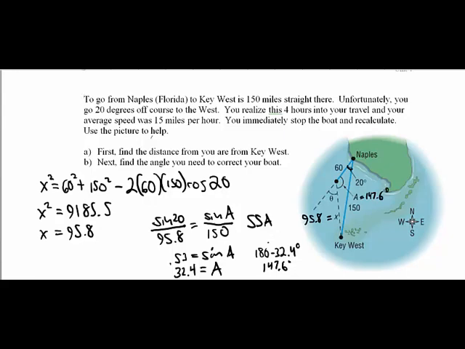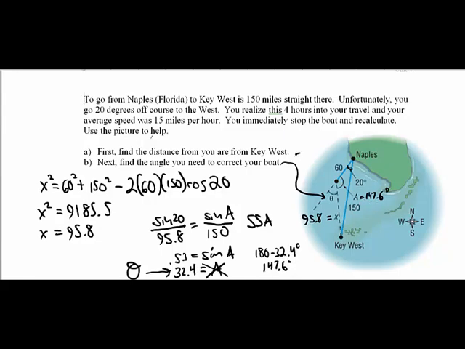147.6 degrees. Our theta, which is the angle we're trying to find, because it says in part B, next find the angle that you need to correct your boat, that's literally theta. That would be the supplement of 147.6, which gets you back to this answer for theta. So this technically is theta. Theta is 32.4, not actually A, where A is 147.6.